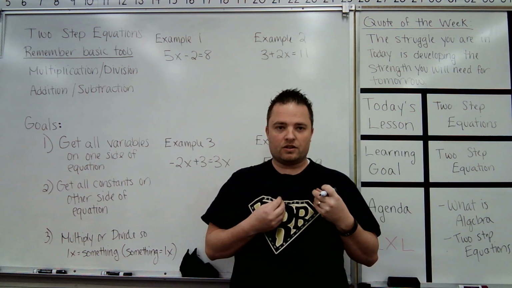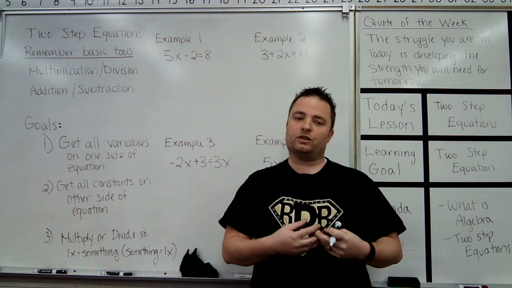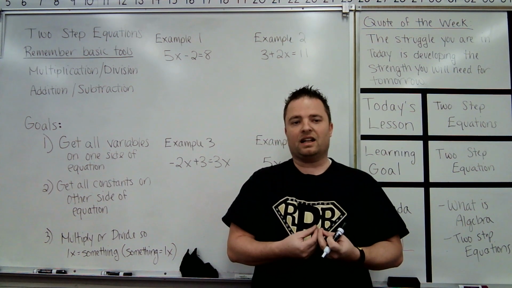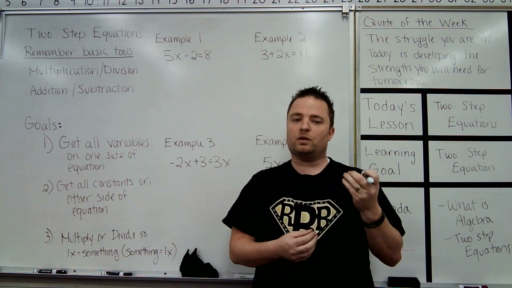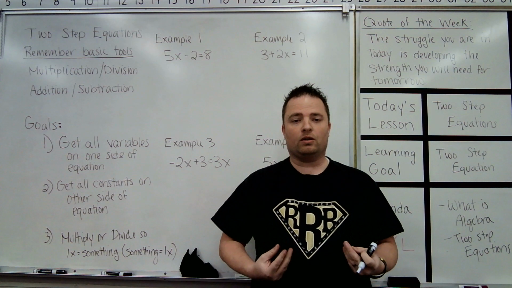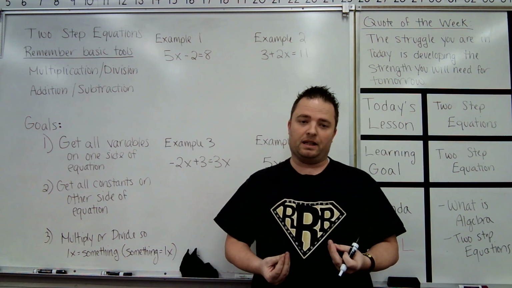So in the two-step equation, what we're saying is we're still trying to solve for an unknown number, which is x. But this time, it'll take two of those basic operations, those basic tools, to be able to solve for what that missing value of x should be.